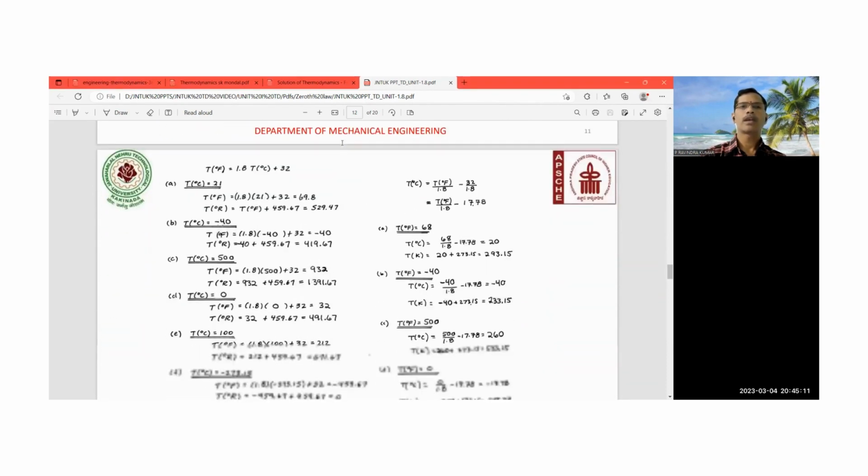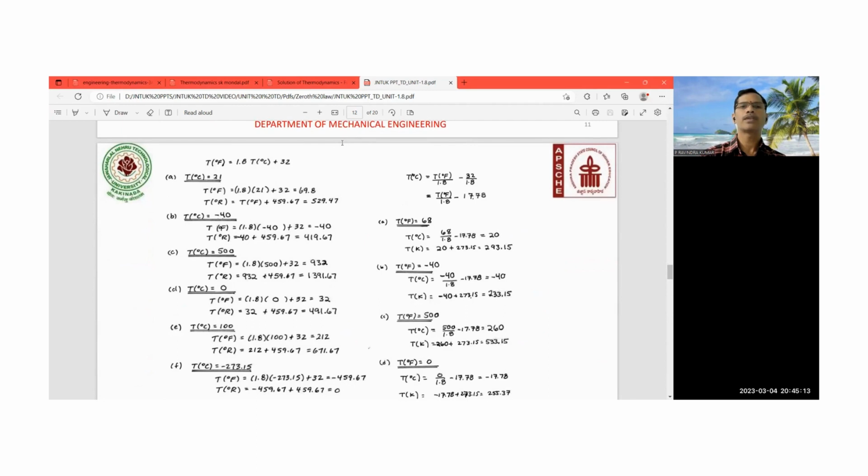And here there are certain relations, that is, T degree F is equal to 1.8 T degree centigrade plus 32. When T degree centigrade is 21, then what is the value of T degree Fahrenheit and what is the value of these relations? So apply these relations at T degree centigrade 21 and you will get the values as this one, just for showing the relation purposes.